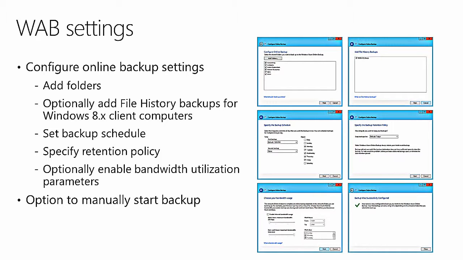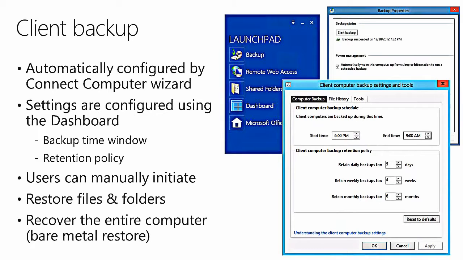You can optionally enable some bandwidth utilization parameters. So if you want to do backups during the day, as an example, you might want to go ahead and tweak how much bandwidth the Windows Azure Backup can consume so that end users aren't impacted. So a lot of flexibility then in terms of how you configure the backups, and of course not only can you set a schedule, but you can manually start a backup as well. And this is primarily used when you're first getting started and want to kick off a backup and see if it's working. But you can certainly do it anytime.